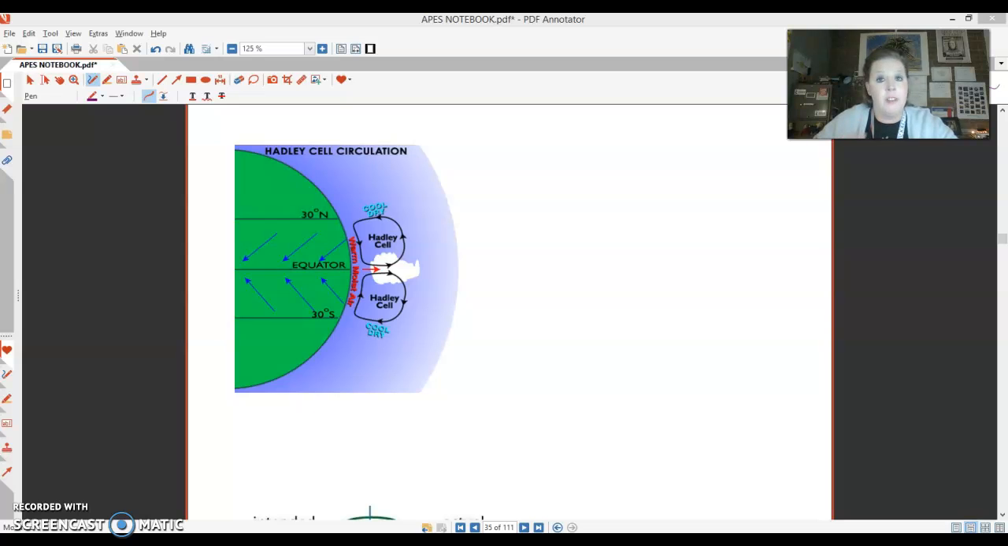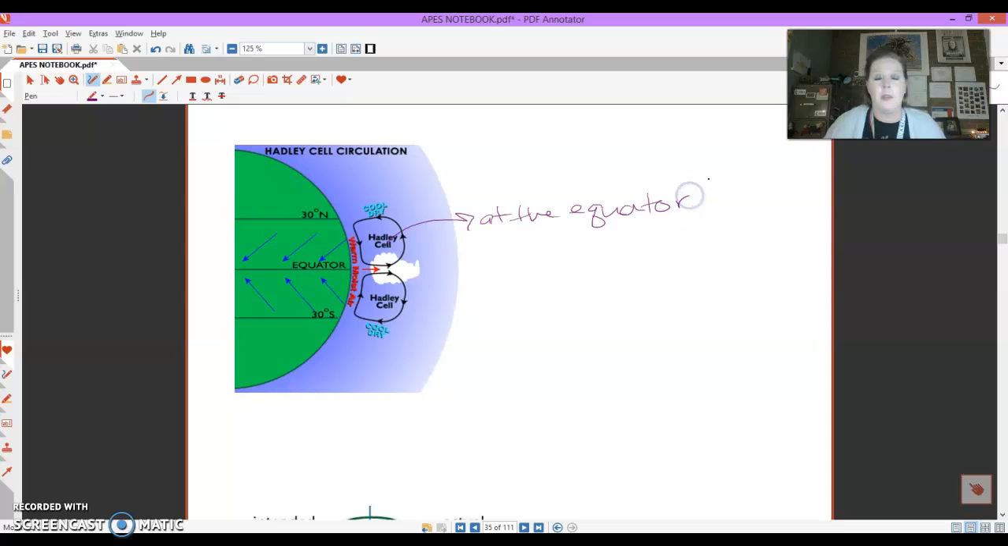All right, we're going to finish this up with part 3. So we just learned what a Hadley cell was. It's a massive convection current over the ocean. And it's important to know that Hadley cells occur at the equator.